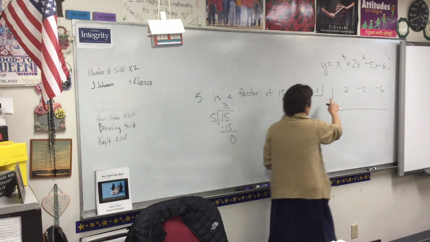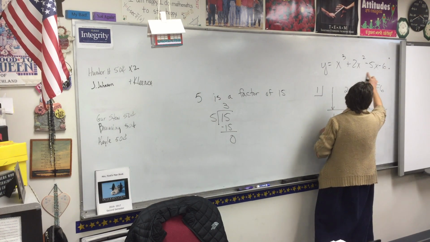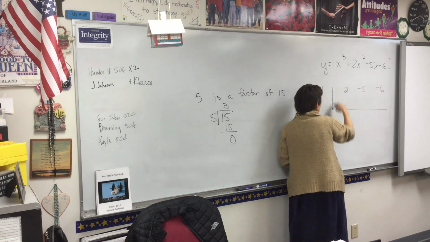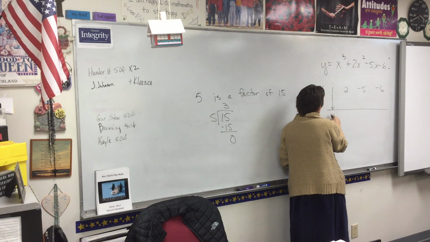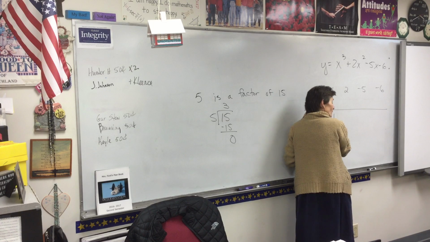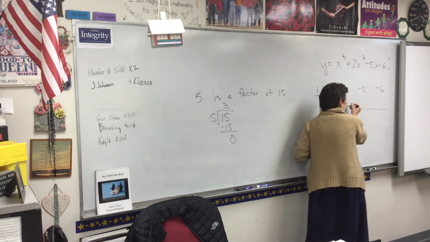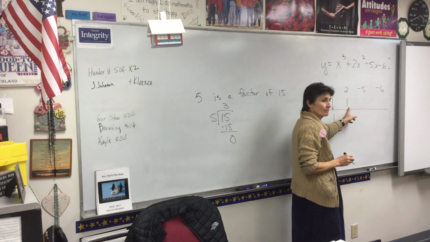So remember, these numbers came from the problem. This one I guessed. That first number, whatever it is, gets dropped straight down. Now, I take 1 times 1. Equals 1. 1 times 1 is 1, and I write it right here.